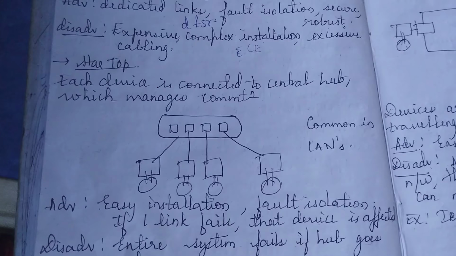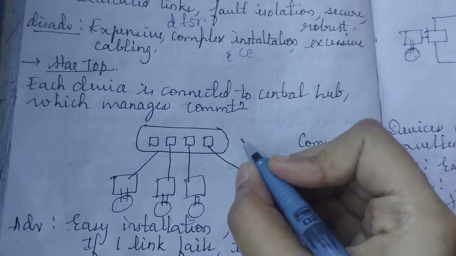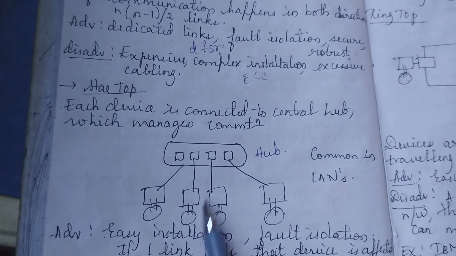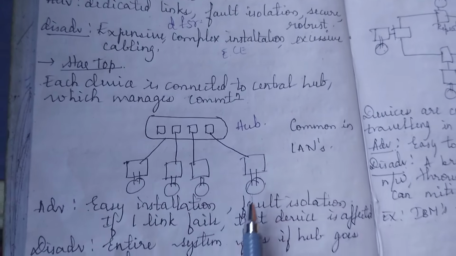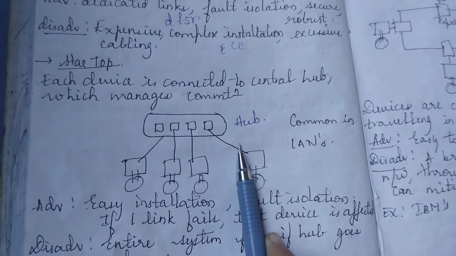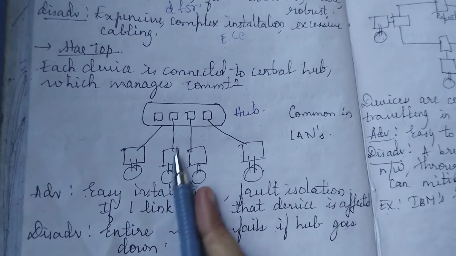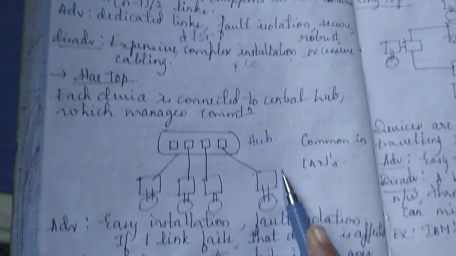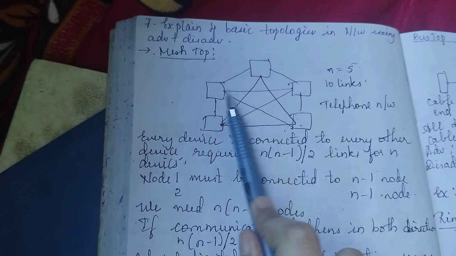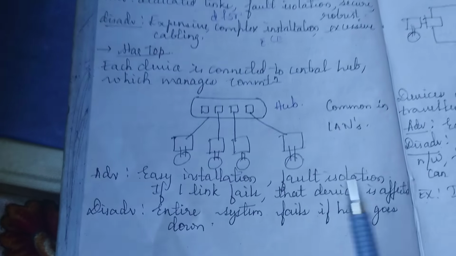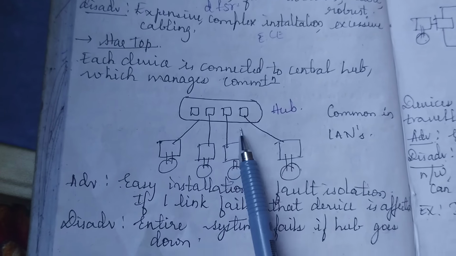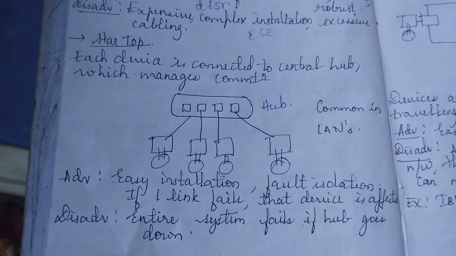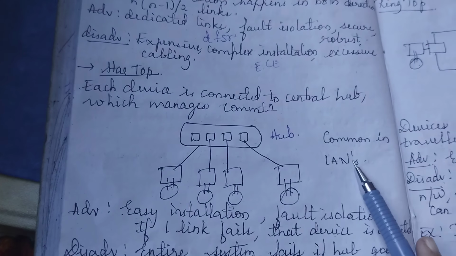Second one is star topology. So this entire thing we call the hub. Computers will be connected individually to the hub. Okay, so by looking at this, what is the advantage? We can connect easily, so easy installation. And if one device fails, others keep on working. That is the advantage. But the disadvantage is, if the entire hub fails, then all the devices will not get the connection. Example here is LAN.